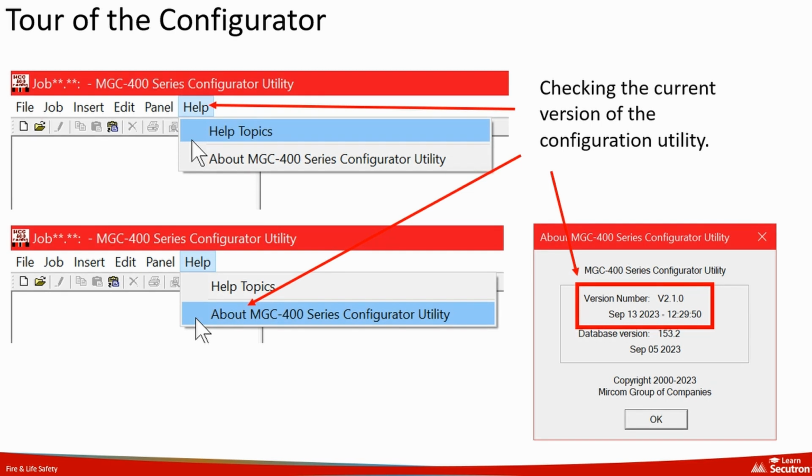To check the version of the 400 series configurator utility, open the software. Navigate to the top menu bar. Click on the Help menu, typically located at the far right of the menu bar. In the drop-down menu that appears, select About. A pop-up window will display the version number of the software and the database version, along with the date and time of the last update.